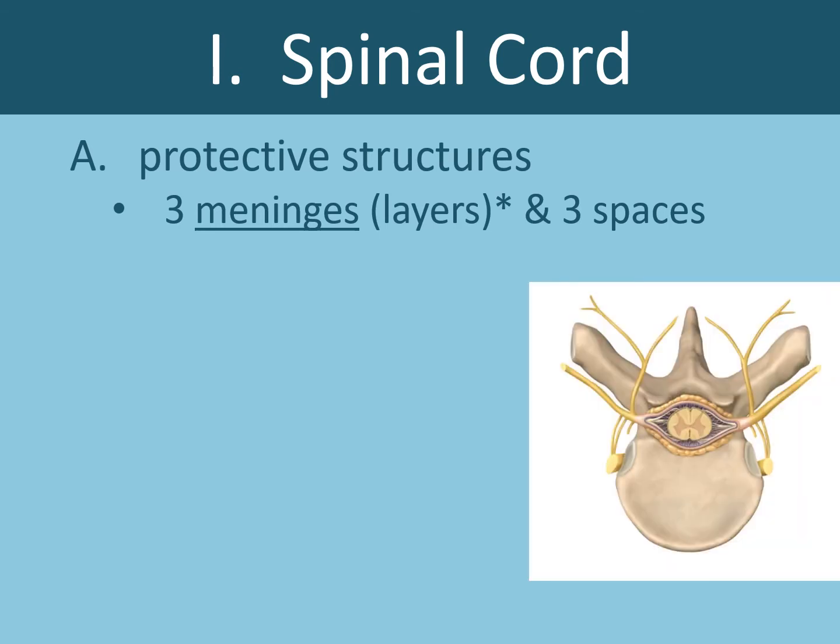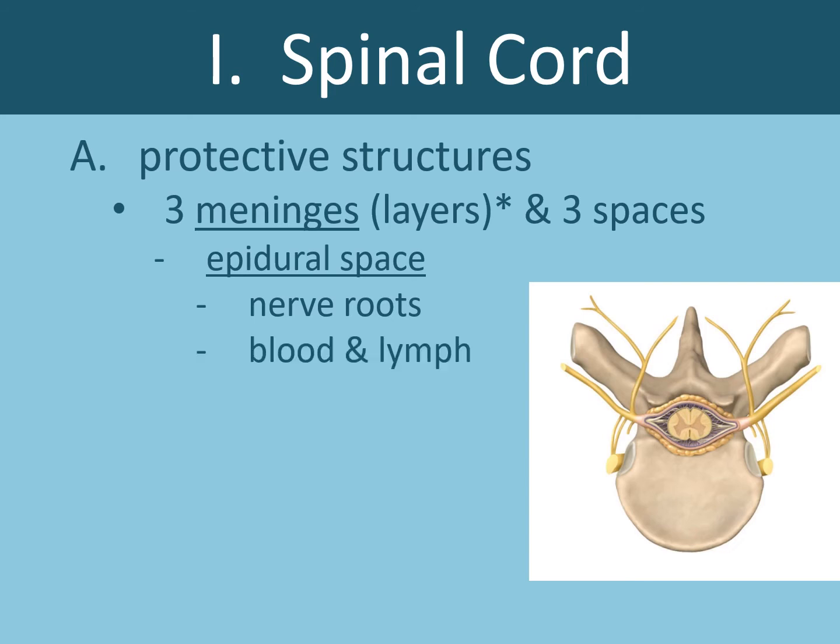First, let's discuss the epidural space. The epidural space is located between the Dura Mater and the vertebrae. It is superficial to the Dura Mater, hence the name. The epidural space contains nerve roots, which is the initial segment of a nerve. It also contains blood and lymphatics and connective tissue, particularly adipose tissue that forms a fatty cushion.